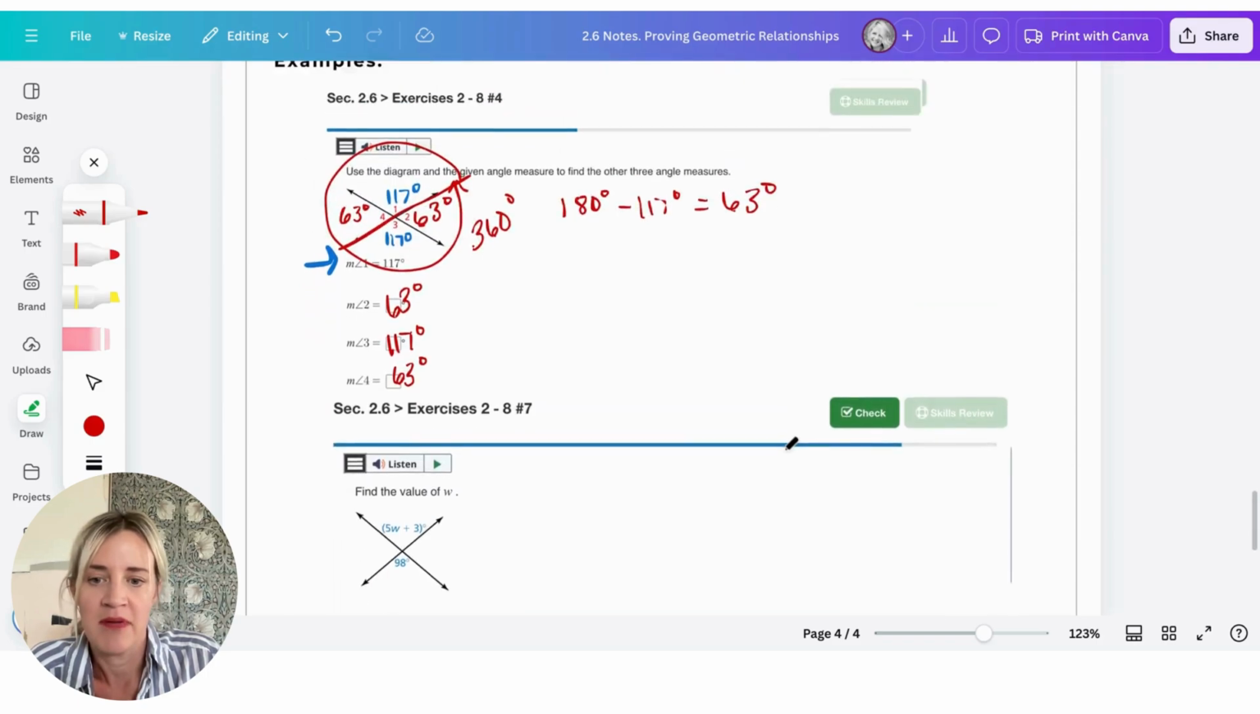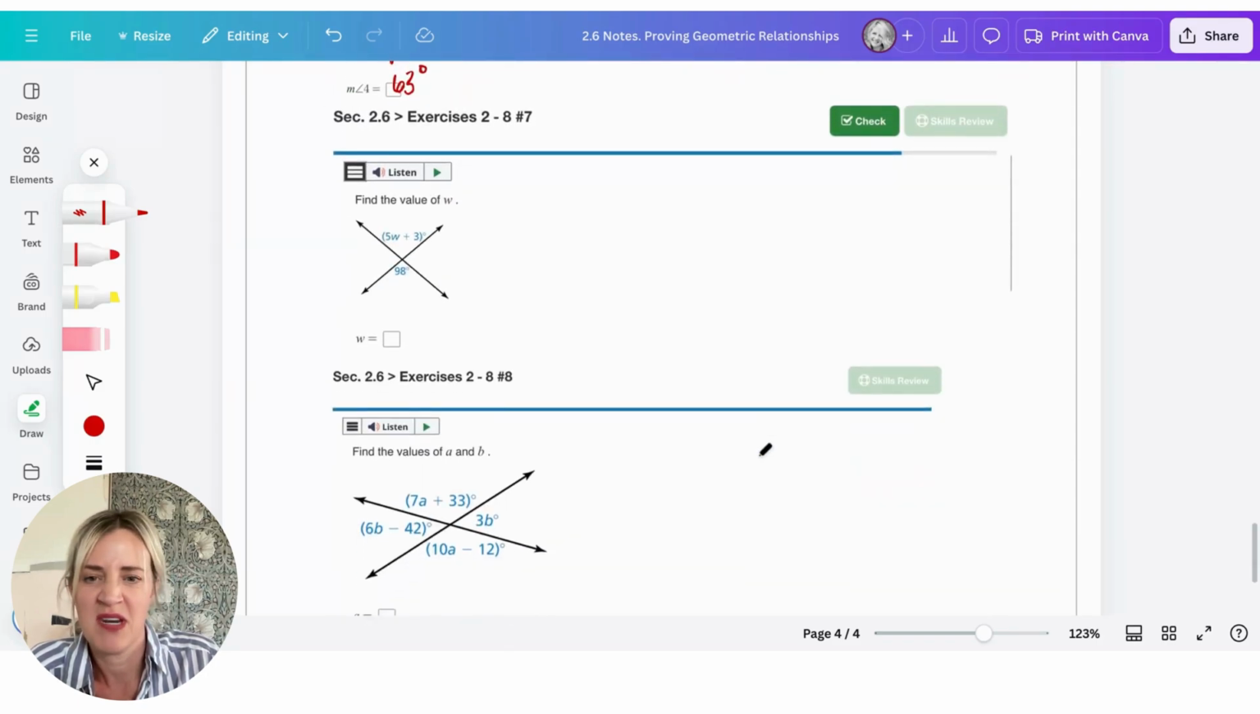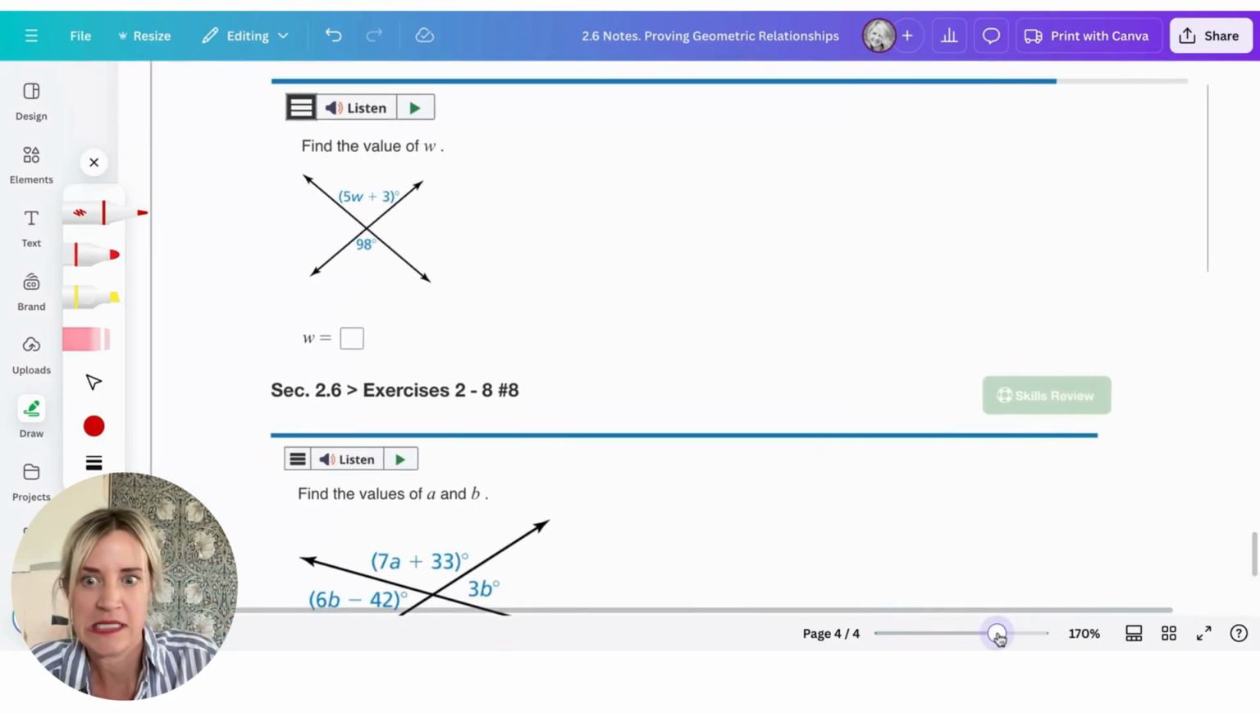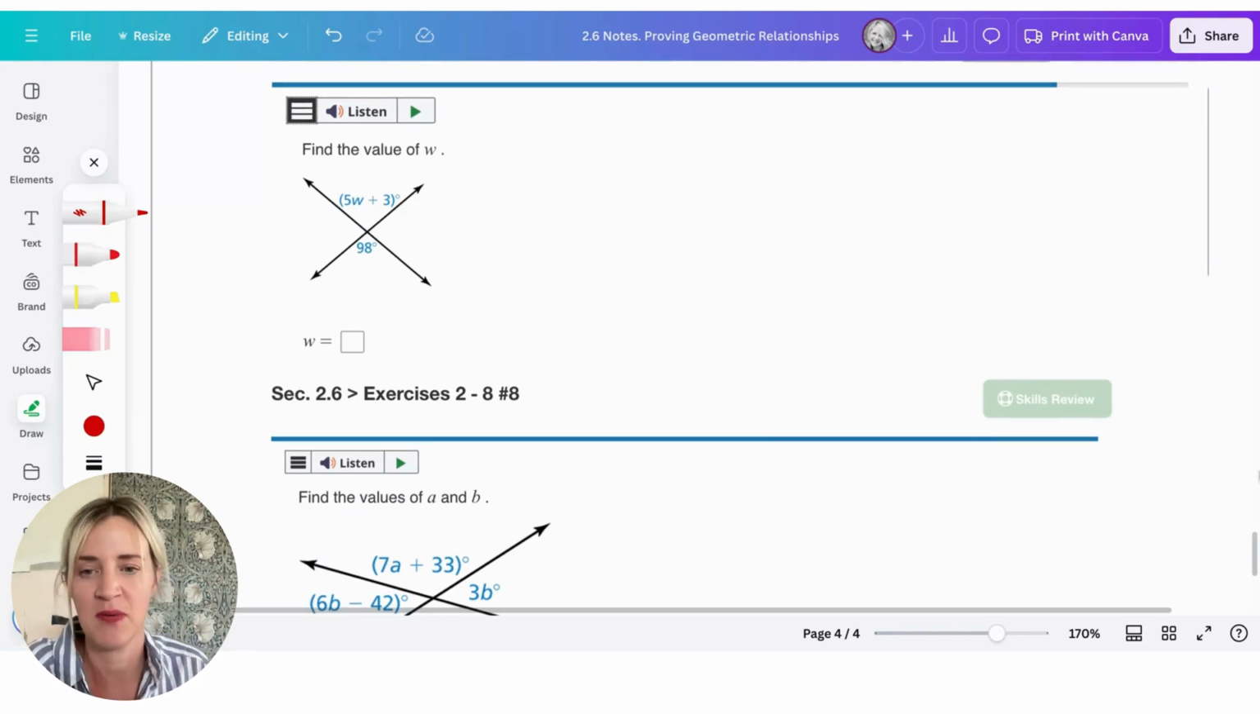And our next problem, 2.6, number 7, we got to throw some algebra in, right? Okay, so find the value of W. Well, looking here, what kind of angles are labeled? We have this angle right here that's 5W plus 3, and this angle directly across from it that's 98. Those 2 are vertical angles. So it's given that way for a reason. It helps you determine what sort of algebraic equation you're going to set up.